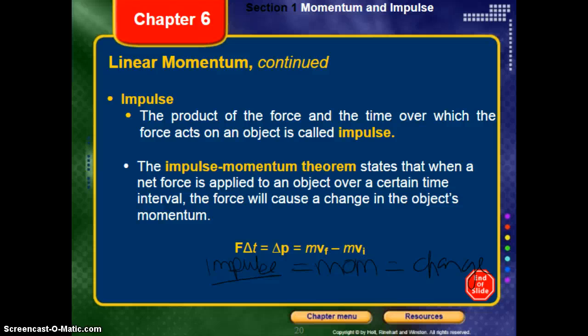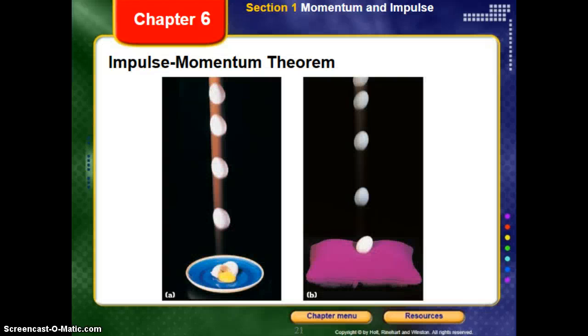So here's an example of a scenario. If you notice, in A, the amount of time that the egg has to stop is very short. It's hitting a plate. There's no give in the plate. Thus, the amount of force on the object is going to be extremely high. Whereas in B, the amount of time that the egg has to stop is higher, right? The egg can hit the pillow and then keep going down and bounce back up. That means that the amount of force on the egg is going to be less.